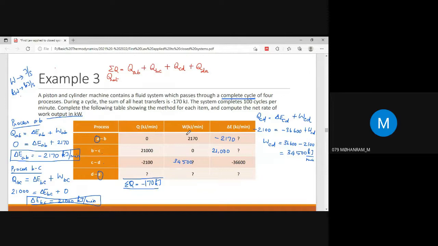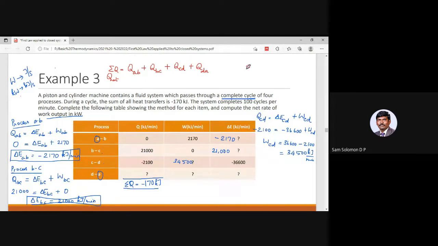Sir, for 1 minute it is completing 100 cycles. Yes, 21,000 it is for 100 cycles, so we have to divide by 100, I think. Very good. But for this particular problem, we are supposed to find the answer in kilojoule per minute for DA.